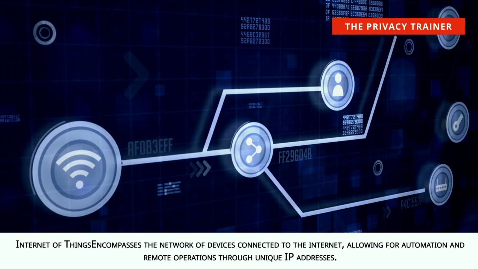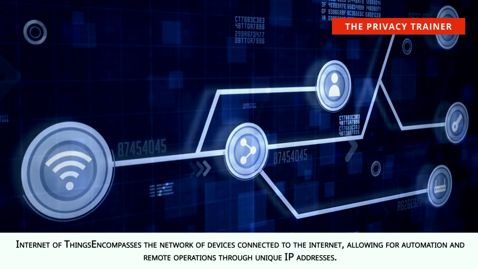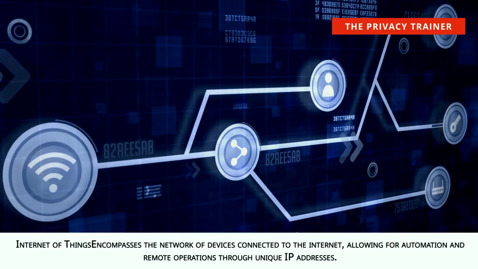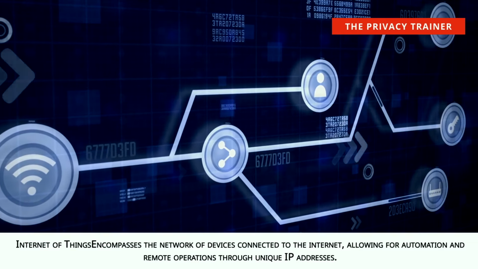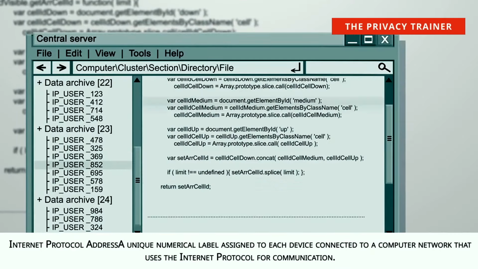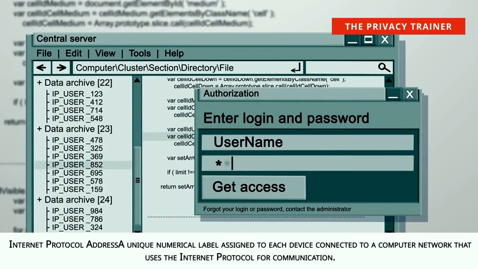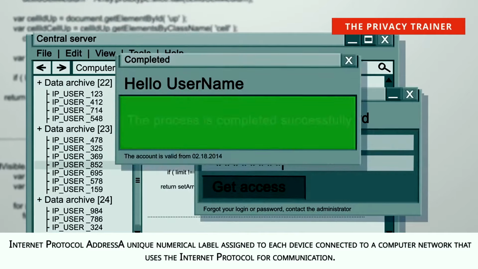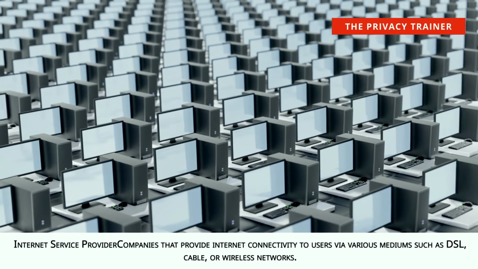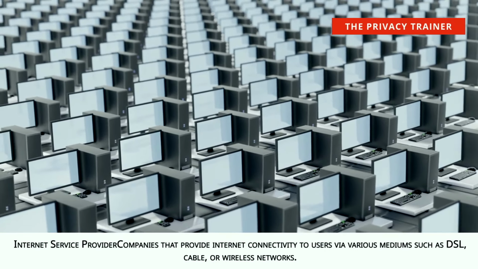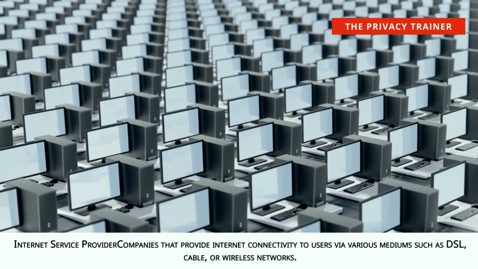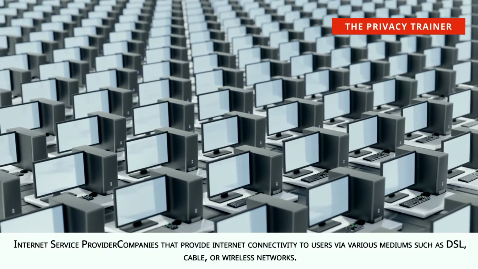Internet of Things encompasses the network of devices connected to the Internet, allowing for automation and remote operations through unique IP addresses. Internet Protocol address, a unique numerical label assigned to each device connected to a computer network that uses the Internet Protocol for communication. Internet service provider, companies that provide internet connectivity to users via various mediums such as DSL, cable, or wireless networks.